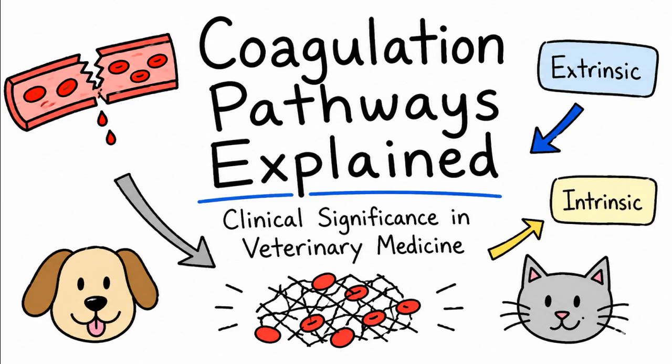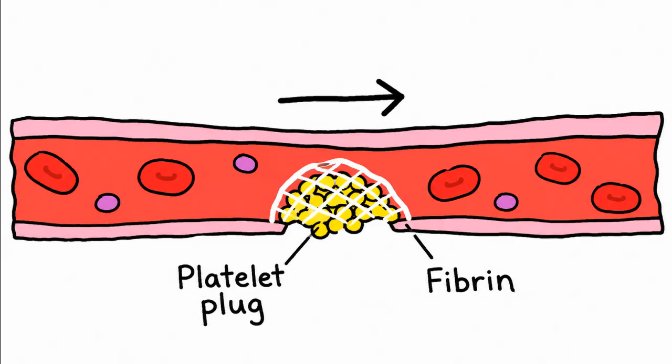Today we are going to talk about the extrinsic and intrinsic coagulation pathways, how to remember them, and why distinguishing between them is clinically useful in veterinary medicine. Secondary hemostasis is the process that strengthens the initial platelet plug by producing fibrin.